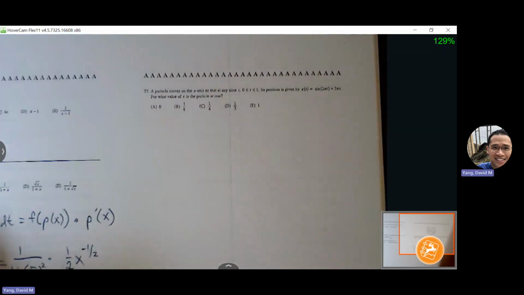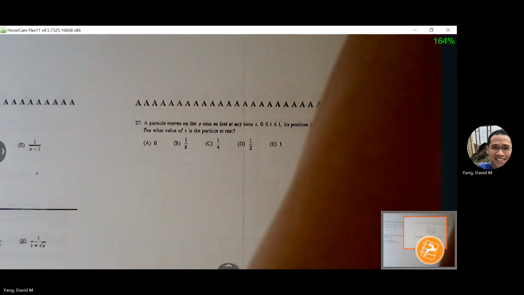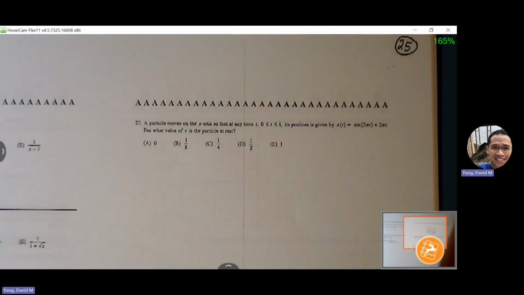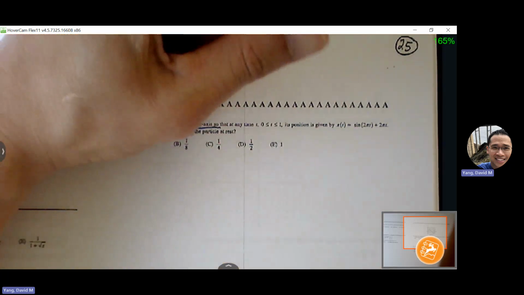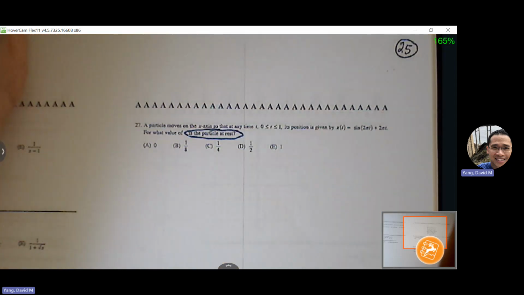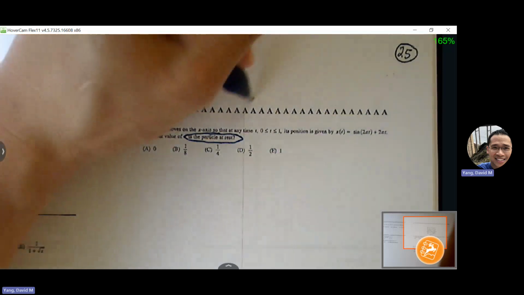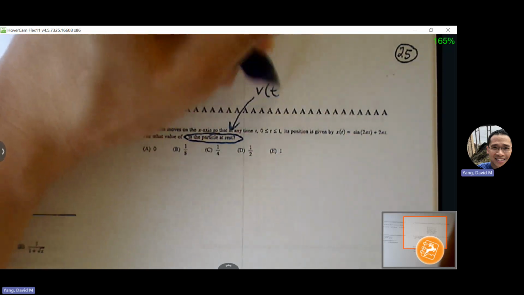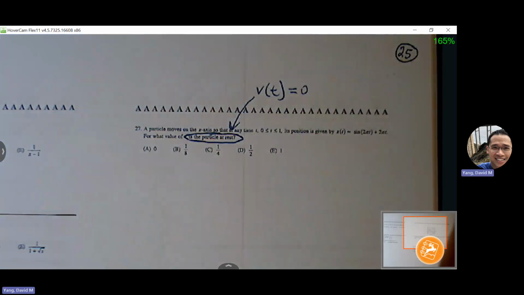Okay, 27, here's an example of unit circle knowledge needed. A particle moves on the x-axis. X of t is given by sine of 2 pi t plus 2 pi t. For what value is the particle at rest? That's talking about motionless. If something is motionless, that means velocity is 0. So we have to find the velocity, set it equal to 0, and then from there we can solve for t.